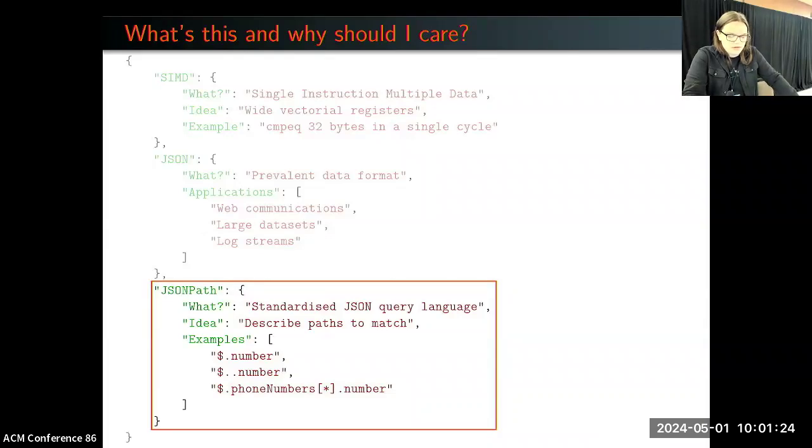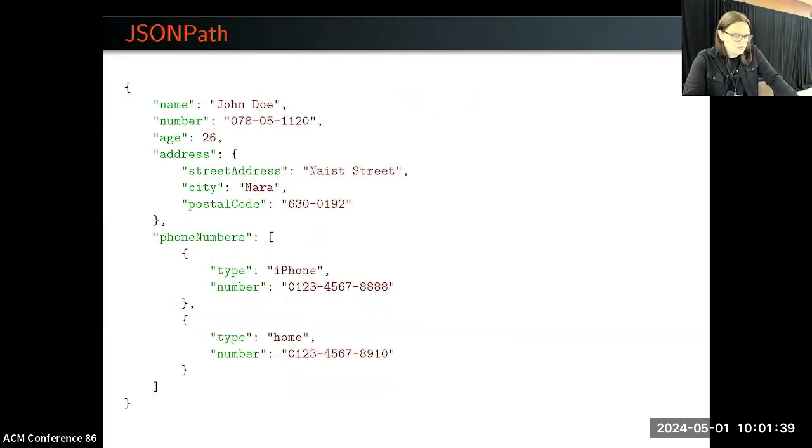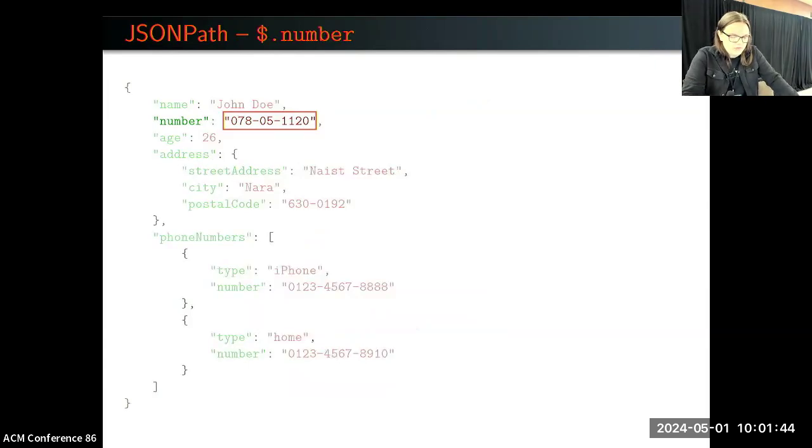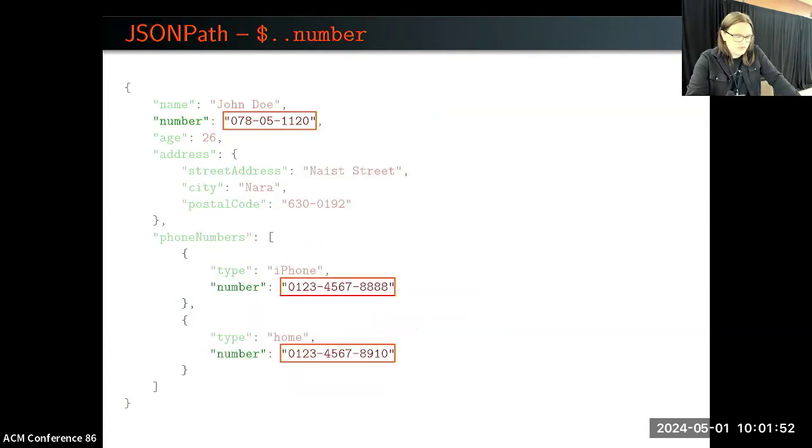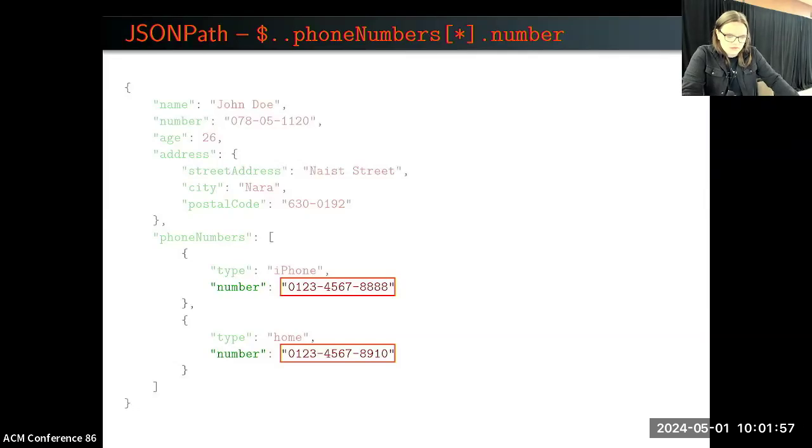So for example, you can extract a number, you can ask for a recursive descent for number, that's the two dots, or you can write more complex queries like take all phone numbers, use wildcards to extract all elements in a list, and then from that, zoom into the number. To make this more concrete, take this JSON that describes some person. If we ask for child number, it's going to extract this first node at the top level. If you use recursive descent, it's going to find all keys number and extract those values. And you can zoom into the phone numbers, tell it to expand the list with a wildcard, and then select numbers inside of that.